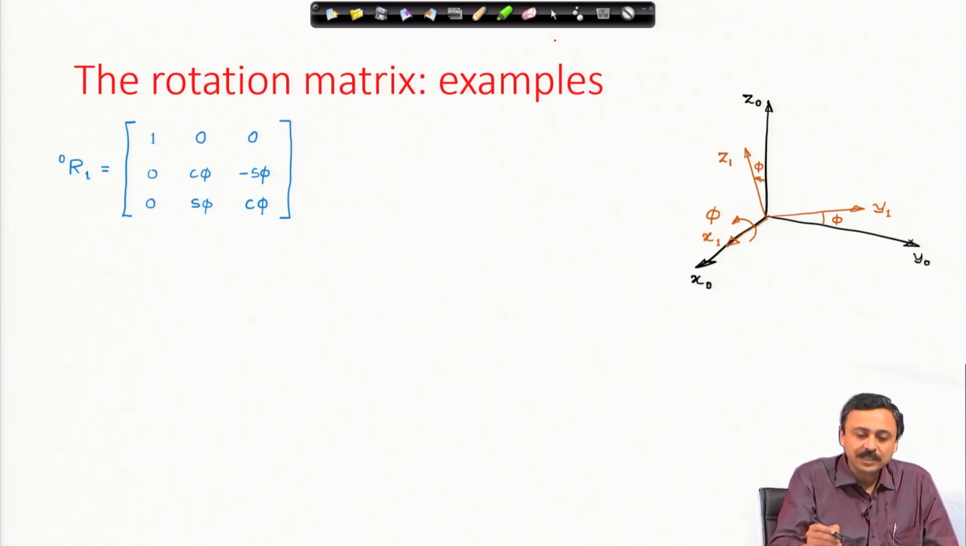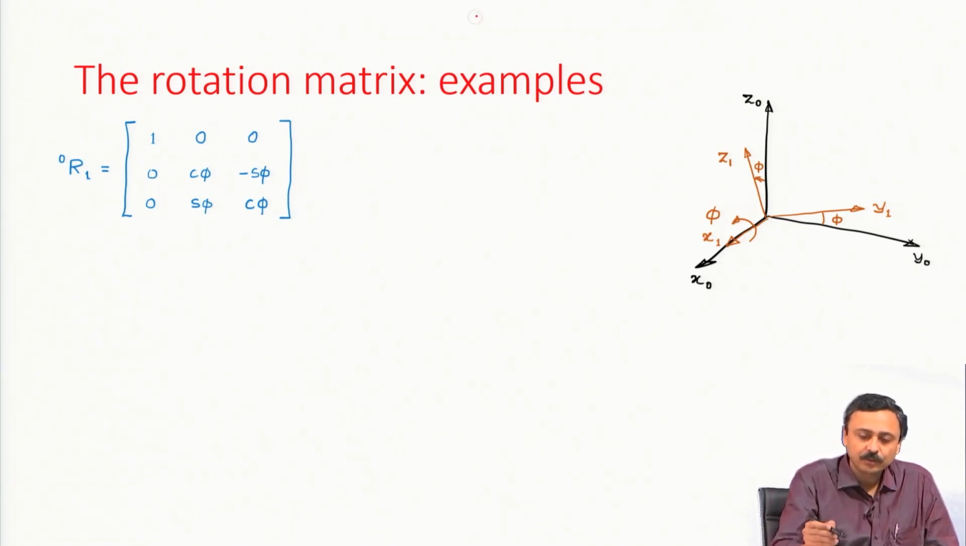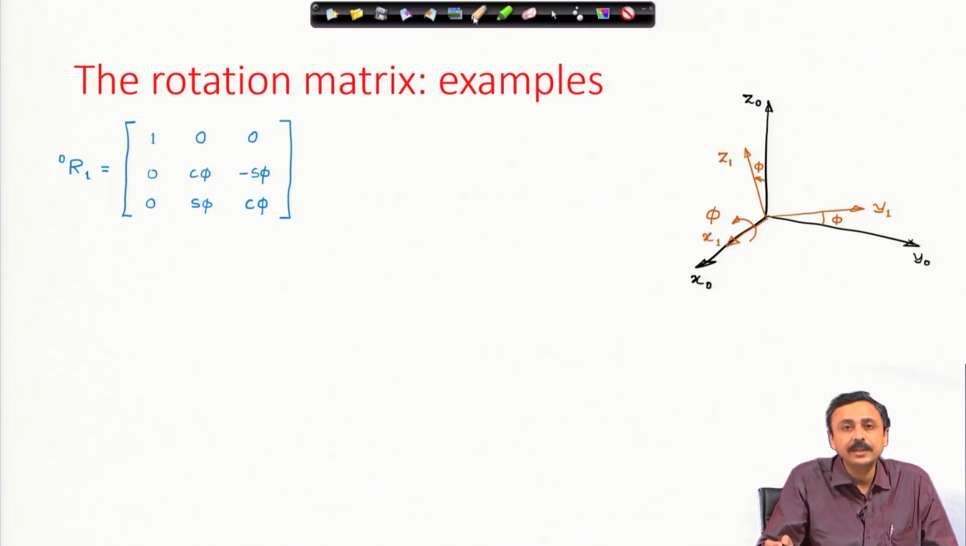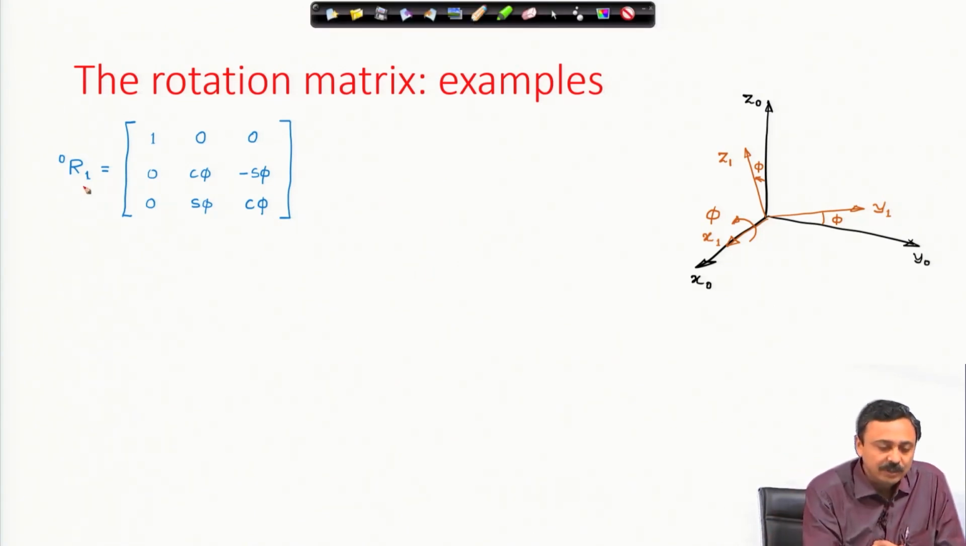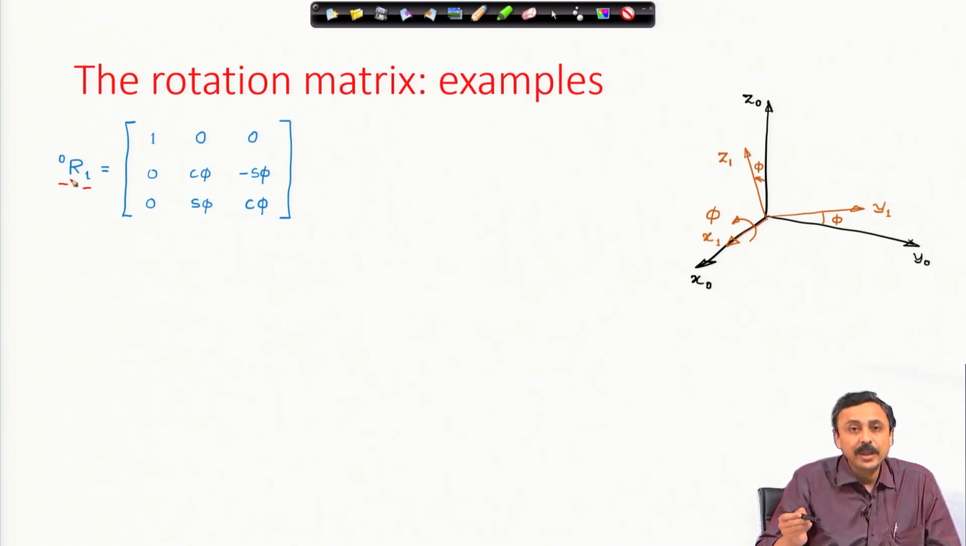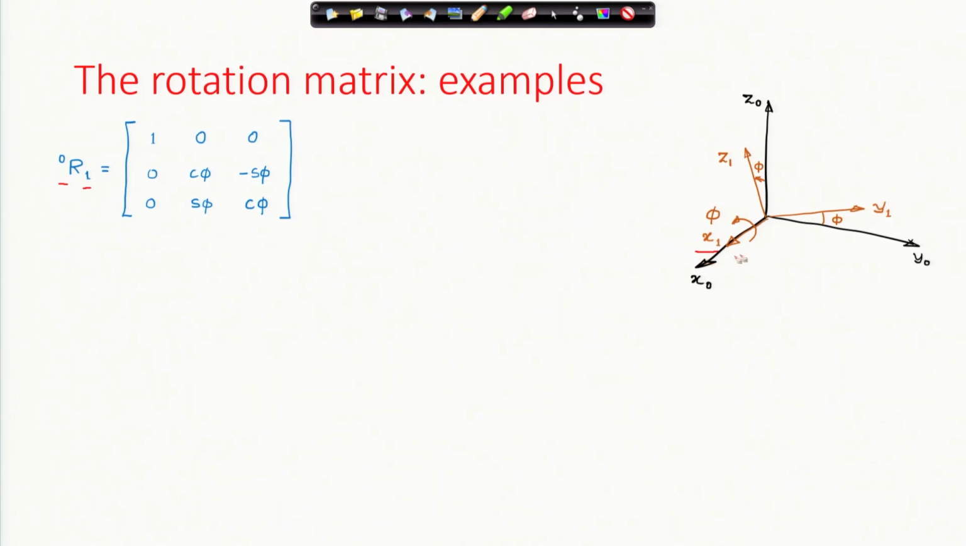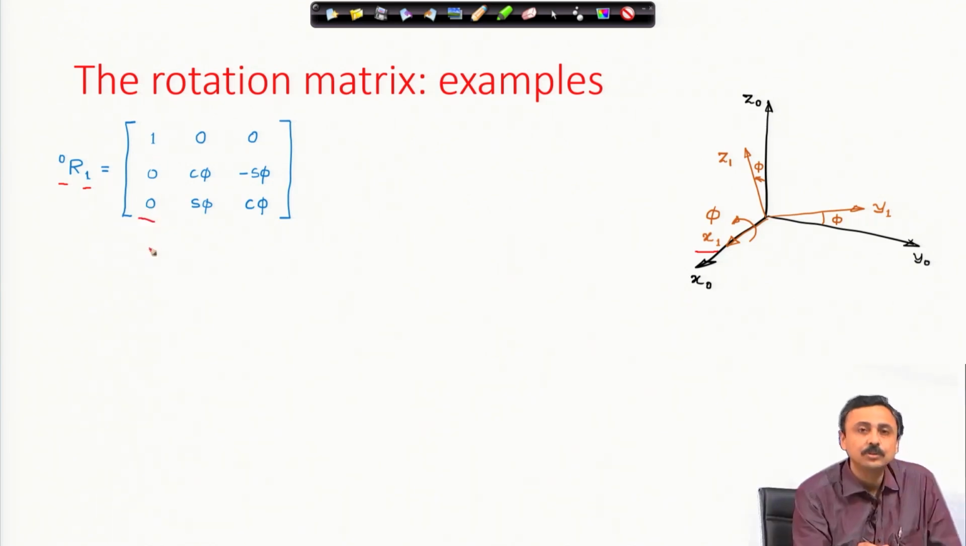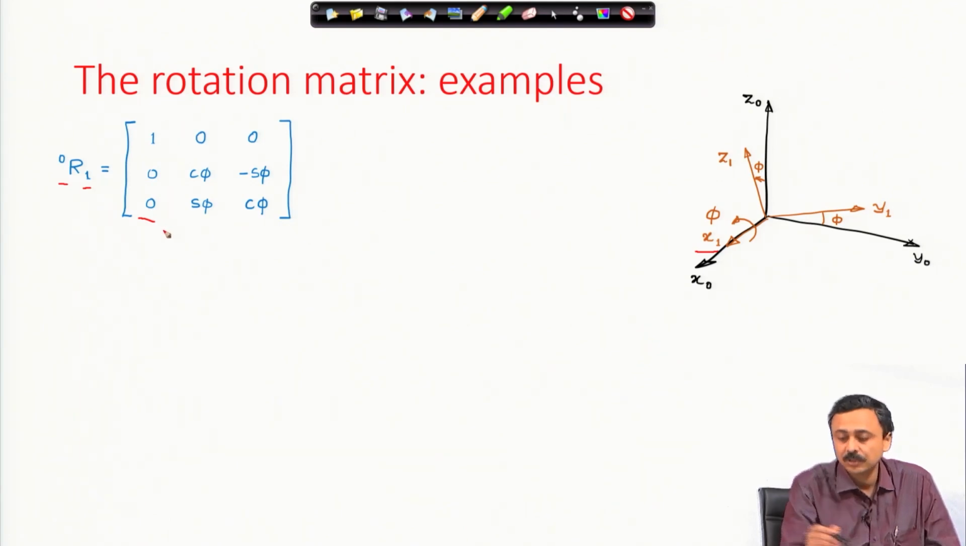Now, how do I construct the rotation matrix? Which rotation matrix are we representing? 1 to 0, which means I must represent the frame 1 in frame 0. Therefore, the first column is the representation of x 1 in x 0 y 0 z 0. What is the representation of x 1 in x 0 y 0 z 0? You see, x 1 is along x 0, therefore, it must be 1 0 0. That is the representation of x 1 in x 0 y 0 z 0.